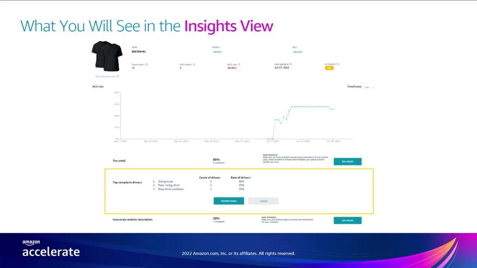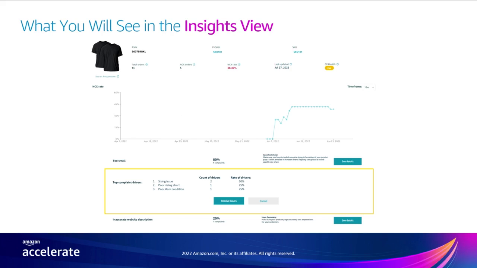This will lead you to the insights view of "too small," driving 80% of your customers' dissatisfaction with your black t-shirt listing. Here you can see the specific tier 2 insight, which is the too small issue, the number of complaints regarding that issue, and its rate. In this example, the tier 2 insights are sizing is off, size chart is off, and poor condition.